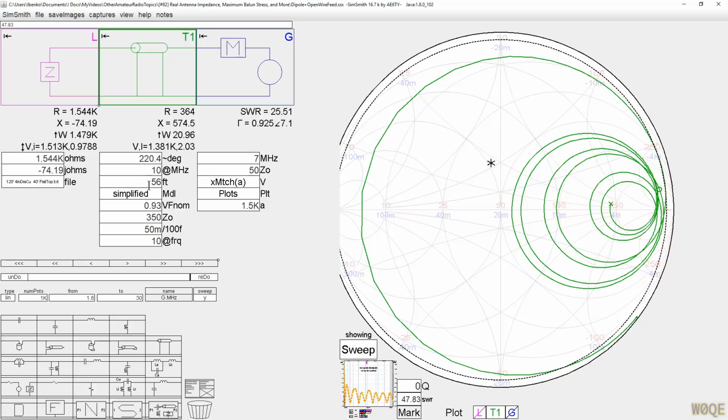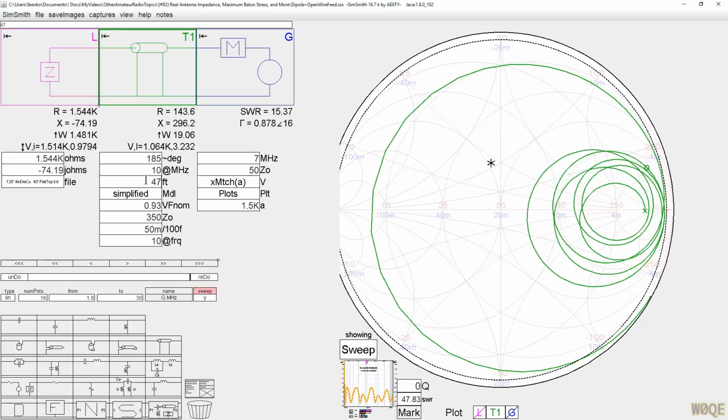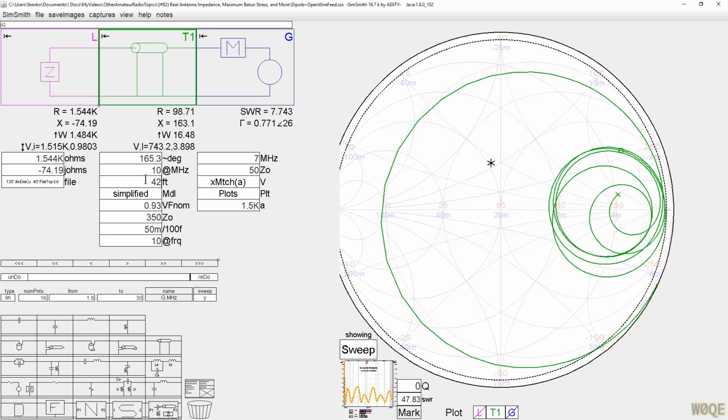Is 56 feet a magic length? I don't think so. We can just see. Now I could put dots on here for all the different frequencies I wanted to and look at wherever I was up here at the highest impedance point, which would be the most stress. But no, without doing that, you can see that there's a lot of things you can do. But nevertheless, let's just go right now and look at a 4 to 1 Balun and see if a 4 to 1 Balun really helps us at all.